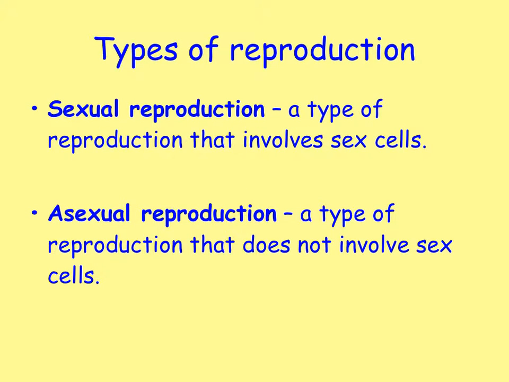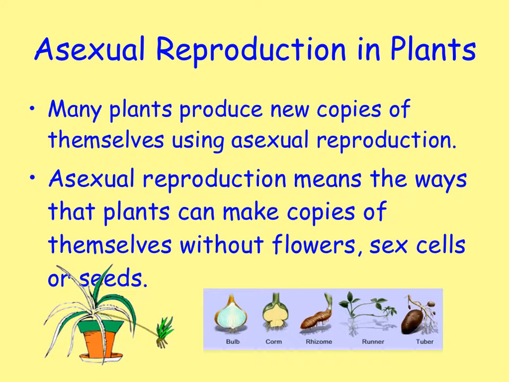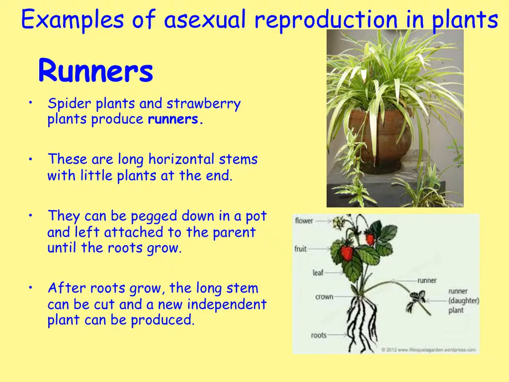So just to remind you the types of reproduction: sexual reproduction, type of reproduction that involves sex cells; asexual reproduction, a type of reproduction that doesn't involve sex cells. So we're going to have a wee look just at asexual reproduction in plants, making new copies of themselves. So the plants here can make copies of themselves without having any flowers, without having any sex cells, so no pollen, no ovules, and not making any seeds. We're going to have a look at some of the examples of them now.